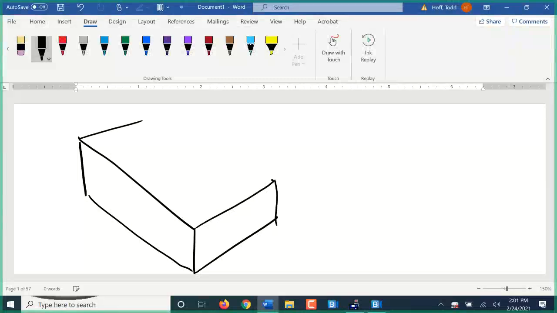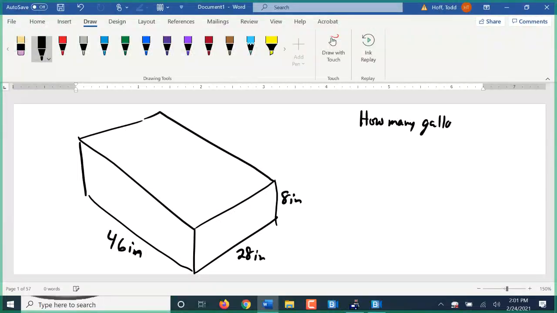If I take a tank, let's say that this is 46 inches long, and let's go 28 inches wide, and simply 8 inches tall. I want you guys in your notes to tell me how many gallons that is. We'll go over that.